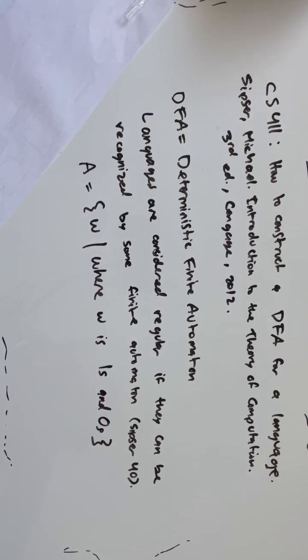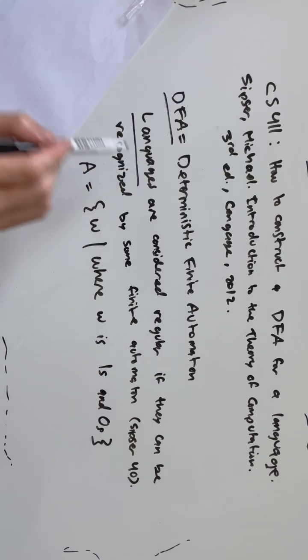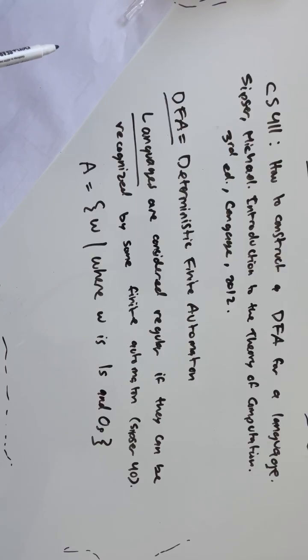Today I'm going to show you how to construct a DFA for a given language. I'll be citing from the book Introduction to Theory of Computation by Michael Sipser. DFA stands for Deterministic Finite Automaton. And languages are considered regular if they can be recognized by some finite automaton. This definition of languages comes from page 40 of the book, and it means that for any regular language, we can construct an automaton that will be able to determine whether or not a string belongs in that language.